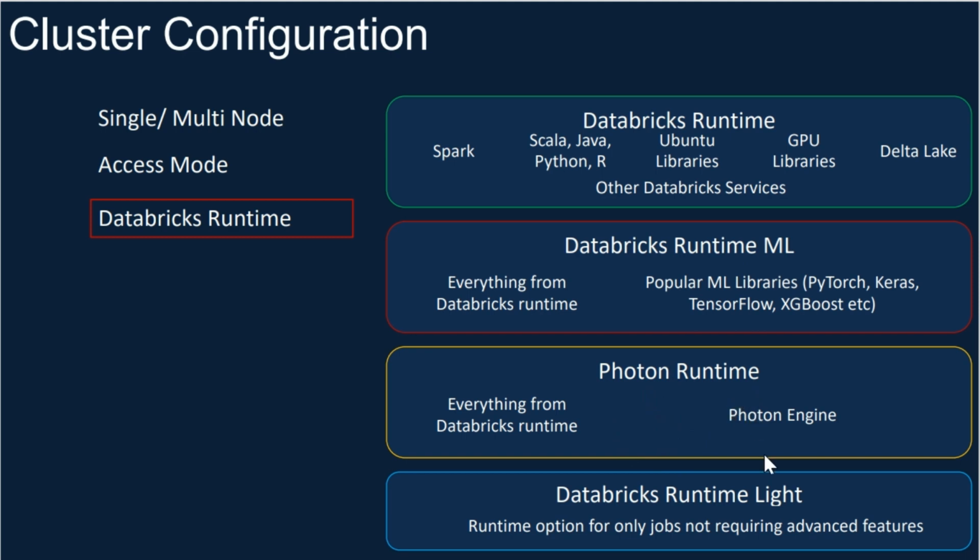So Databricks runtime Lite is a runtime option only for jobs requiring advanced features such as autoscaling, reliability and improved performance, and it is also only suitable for automated workloads. You can't use it for interactive workloads or notebook jobs.